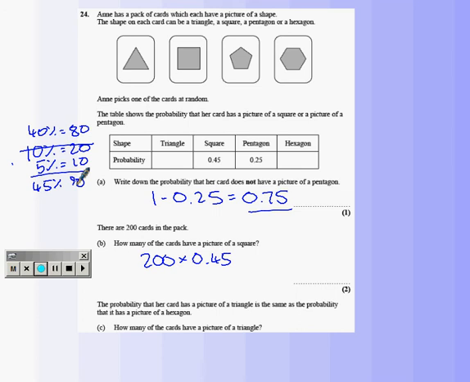Or you could think about, if we times this by 2, we're going to get 0.9, so times it by 200, and we're going to get 90 of them.